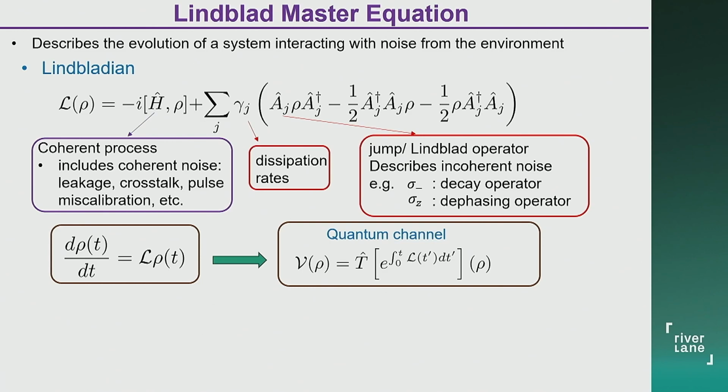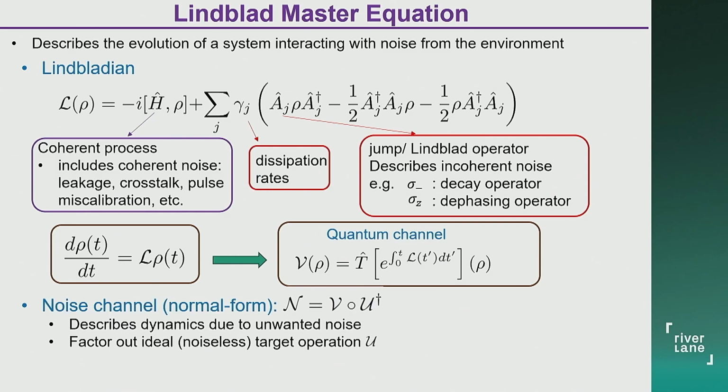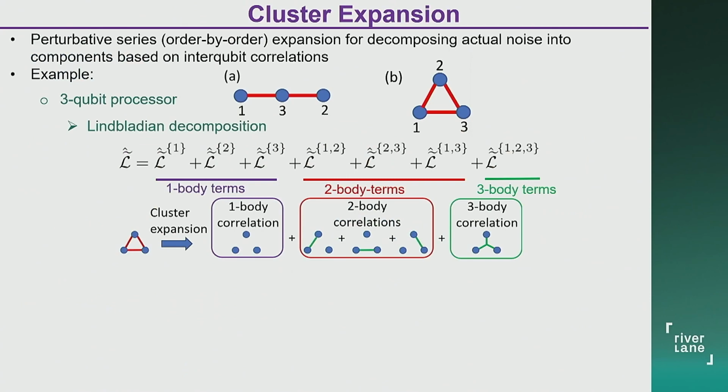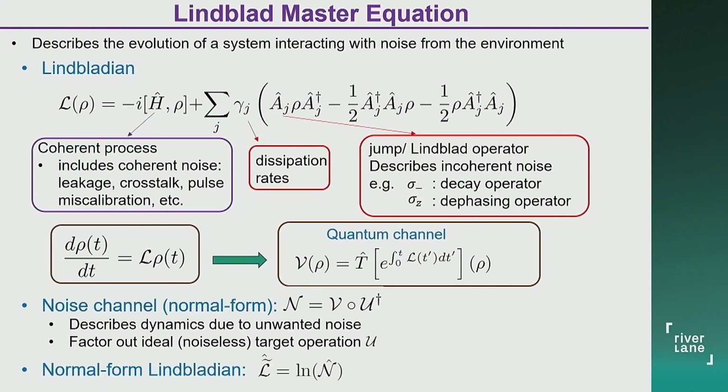And to describe the dynamics due to only the unwanted noise, we can extract out the target unitary from the exact propagator here, which leaves us a noise channel in the normal form. And from there, we can also get the Lindbladian generator in the normal form. So from now on, I will write the noise channel and the Lindbladian generator in the normal form. And again, the actual Lindblad noise here can be obtained from doing the full simulation of the Lindblad master equation or from experimental characterization. Here in this talk, I'll focus on getting this Lindbladian from the full simulation, which will serve as the input for constructing the approximate noise model.